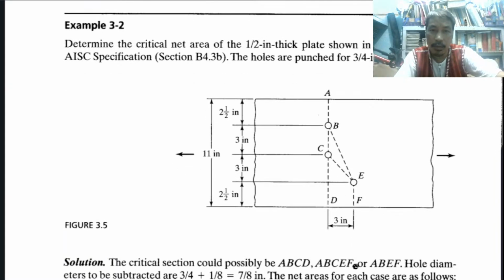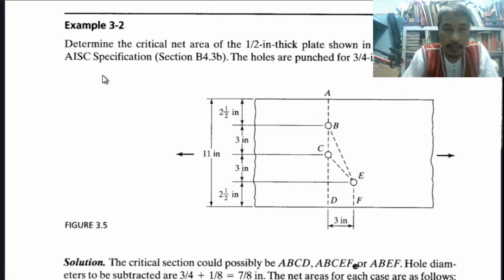Now, example number 2. Let us determine the critical net area. Take note of the terminology: net area is different from critical net area.